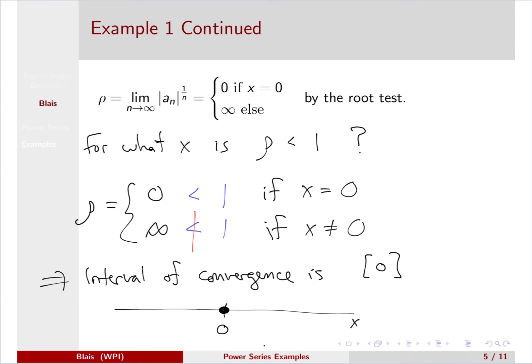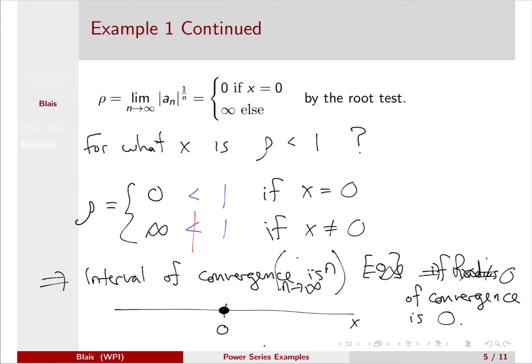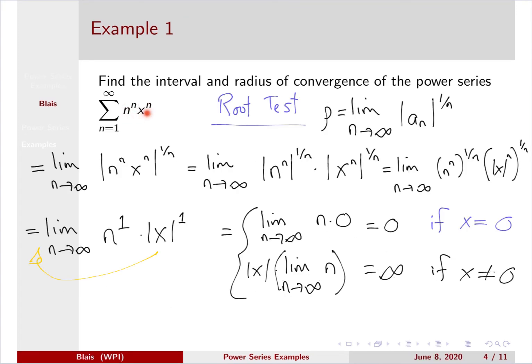And this also means our radius of convergence is 0. Remember, the radius of convergence is half of the width of your interval of convergence. Our interval of convergence is just a point. It has width 0. So this is a type of example where your power series only converges at one point. And again, we guessed that because we thought about this.